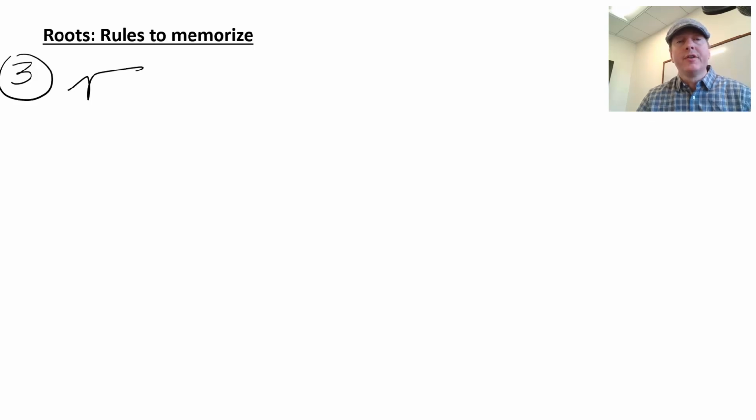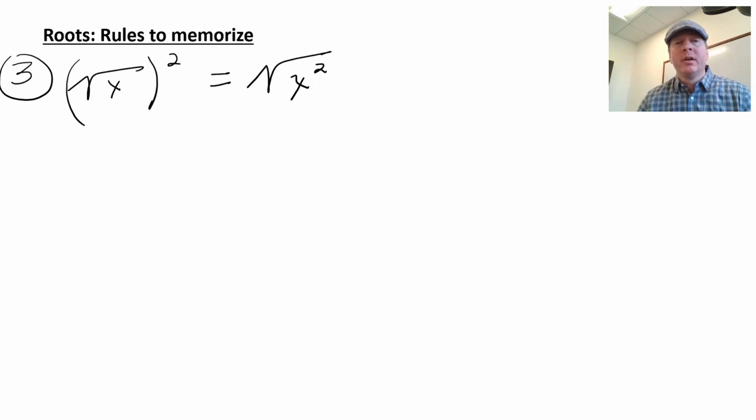A third rule: the square root of x squared is the same thing as the square root of x, squared. So in other words, it doesn't matter where you put the exponent, and both of those are equal to x. So the squaring and the square rooting cancel each other. And when you think about exponent rules, this makes sense.